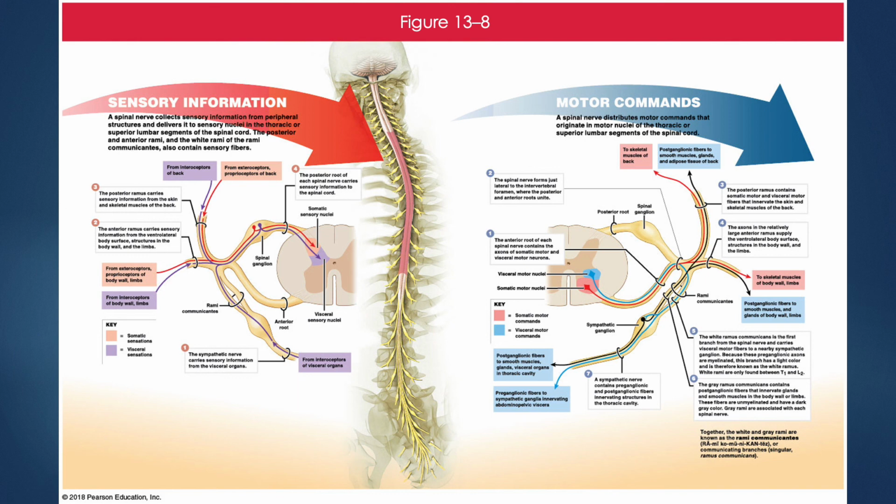And then let's flip over to the right side of the page where we have motor commands. So you see here that the motor commands are going to originate in the spinal cord from either the visceral motor nuclei or the somatic motor nuclei. And that will send information out through the anterior root. And then it will divide to a number of different places. It can either go to the skeletal muscles of the back or of the body wall and limbs, or it could be going out to the abdominal pelvic viscera. But either way, it's going to divide in one of those 3 different directions, contingent upon what the motor command actually is.